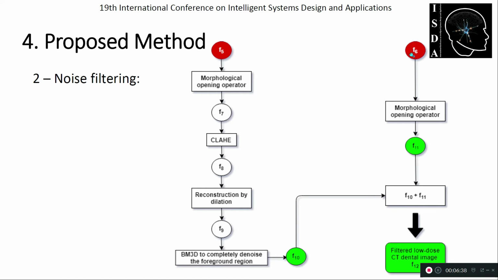And for the background region, in order to remove the noise present in this region, we just apply a morphological opening operator with the same structuring element as used in this step. And in order to obtain the final output image of our proposed method, we just add these two images and we obtain the final output image.